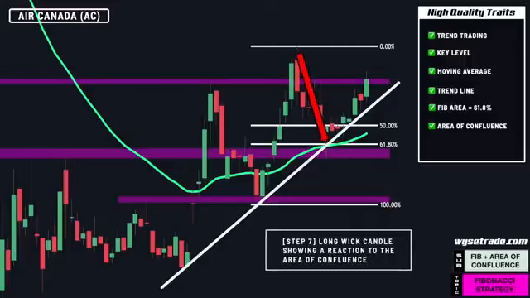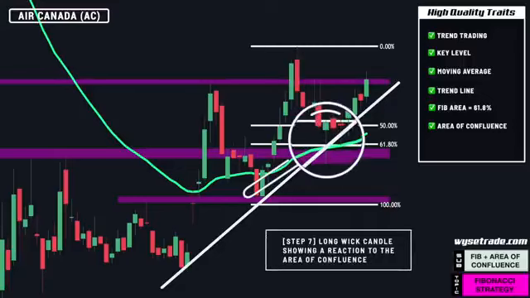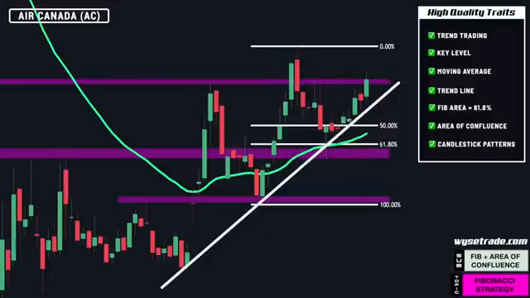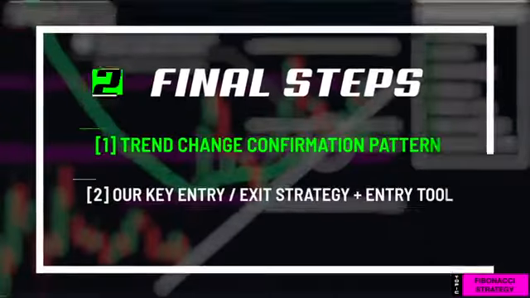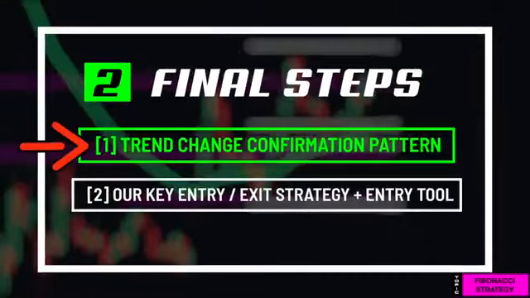As price pulled back to the area, you had a perfect long wick candle right at the area of confluence, which shows a reaction to the level. Now, this leads us perfectly into our next topic. So after you had the candlestick react to your area of confluence, you don't enter a trade long instantly and blindly. You need the trend change confirmation pattern. So let's get right into it.